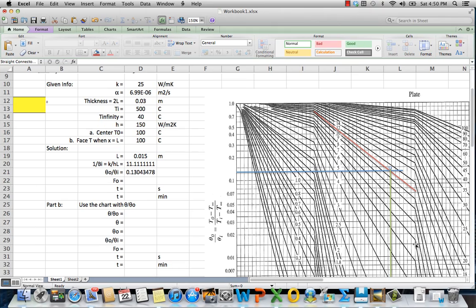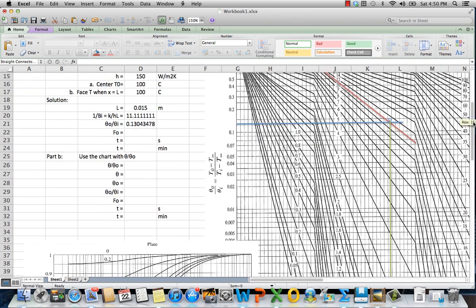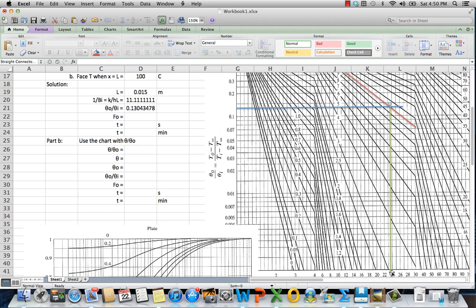Okay, go back to what we were doing there. They intersect right there, and okay, so let's go down to the bottom of this vertical line, and it looks like the value there for the Fourier number is about 23.5, maybe 6. Depends on how you read it, okay?